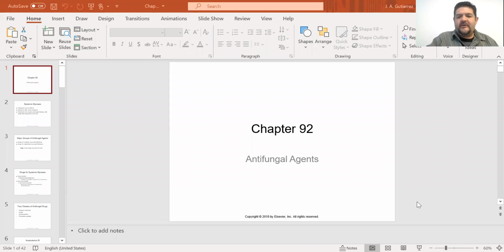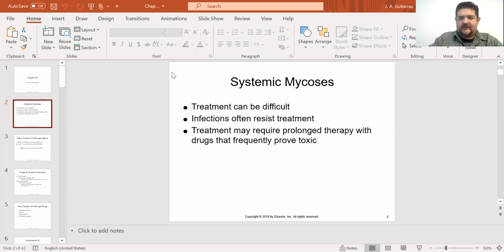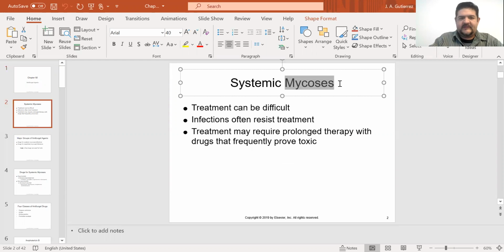Hello, everyone. So now we're going to continue with medications to treat fungal infections. And here we go. Those medications are called antifungal drugs, and the fungal infections are called mycosis. That's the proper terminology, mycosis.